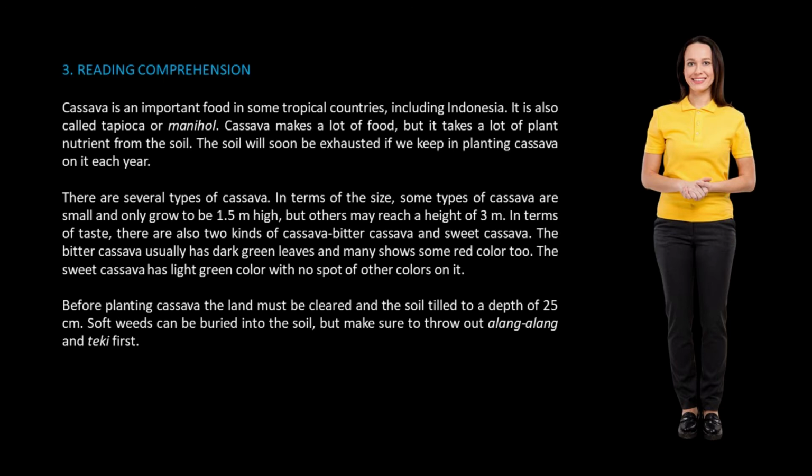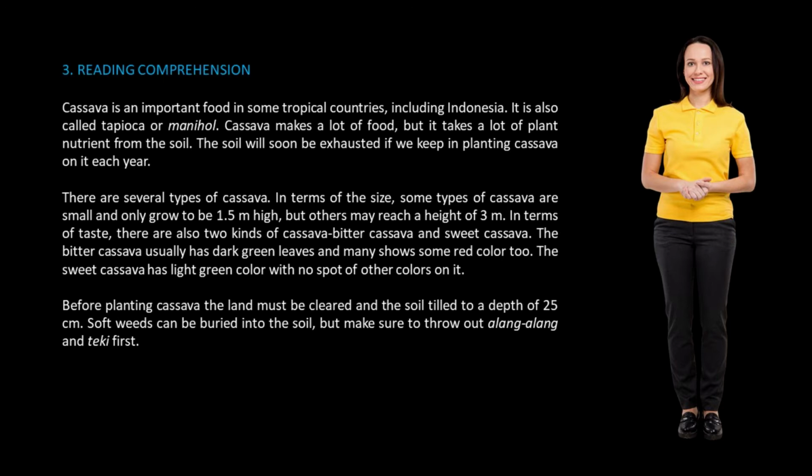There are several types of cassava. In terms of the size, some types of cassava are small and only grow to be 1.5 meters high, but others may reach a height of 3 meters. In terms of taste, there are also two kinds of cassava, bitter cassava and sweet cassava. The bitter cassava usually has dark green leaves, and many show some red color too. The sweet cassava has light green color, with no spot of other colors on it.